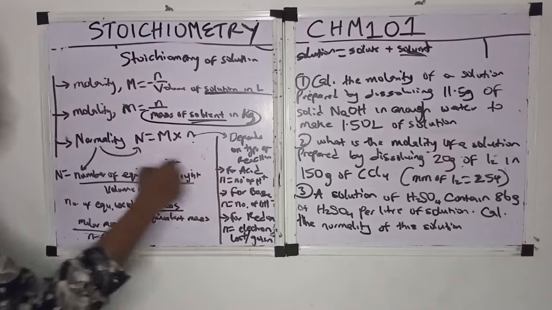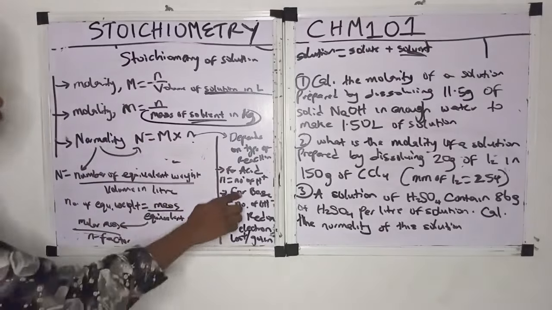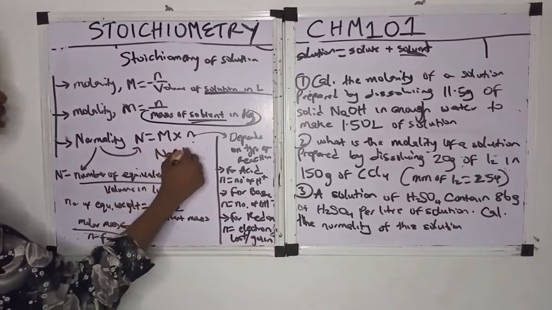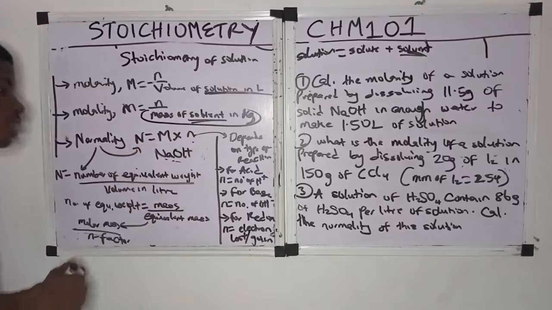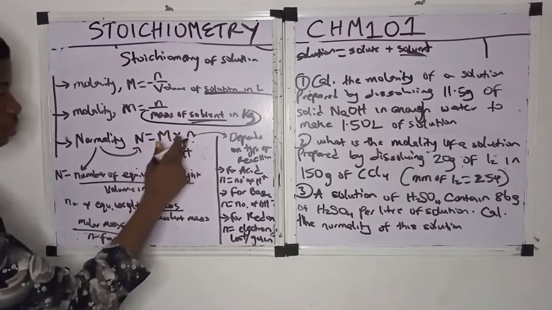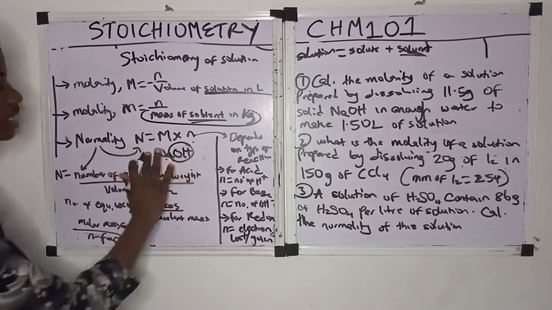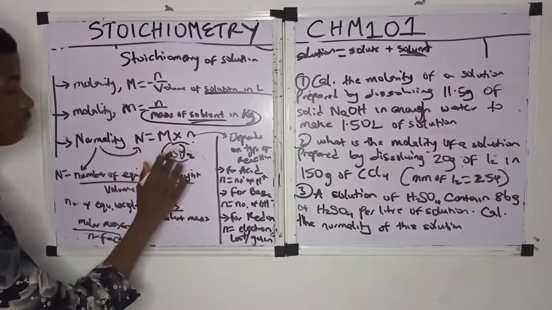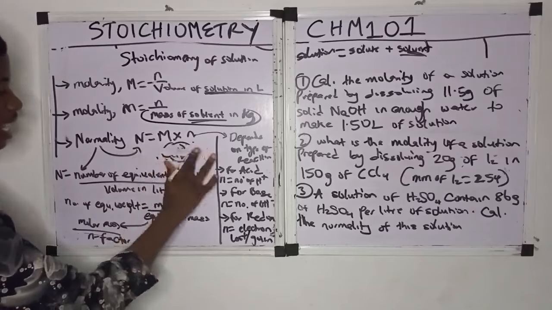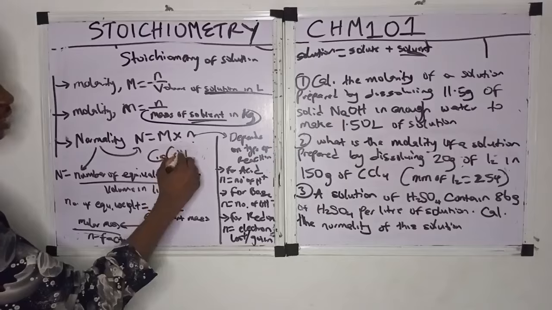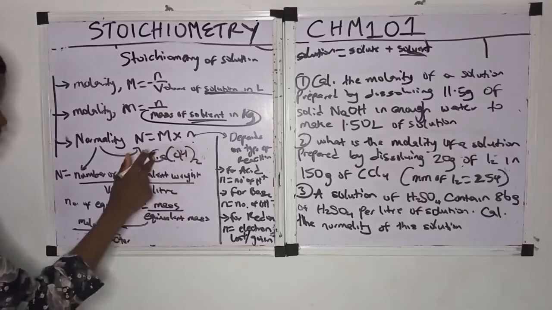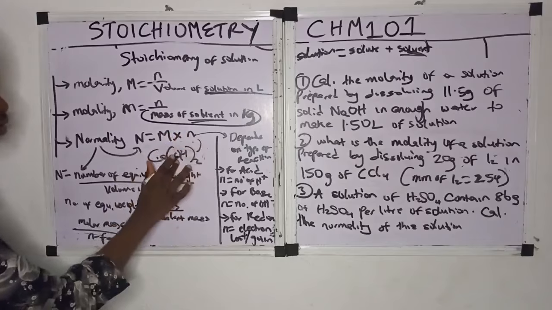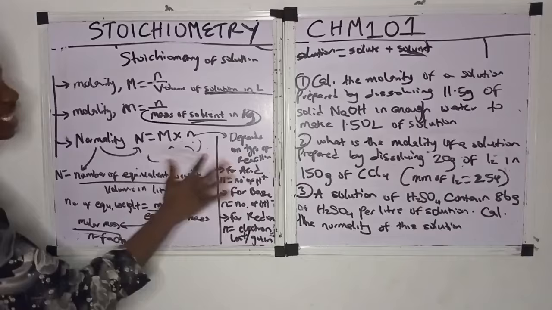Now, n depends on the type of reaction. For acid, n equals the number of H plus. For base, n equals the number of OH. For example, with sodium hydroxide, how many OH are there? 1, right? But if OH is 2 or 3, n will be 2 or 3. For a base like Ca(OH)2, with Ca, bracket open, OH, bracket close 2, n will be 2 because OH is 2. So n depends on the type of reaction.